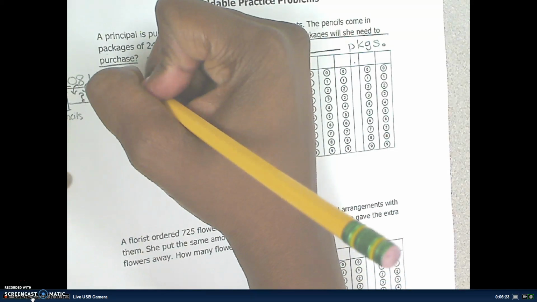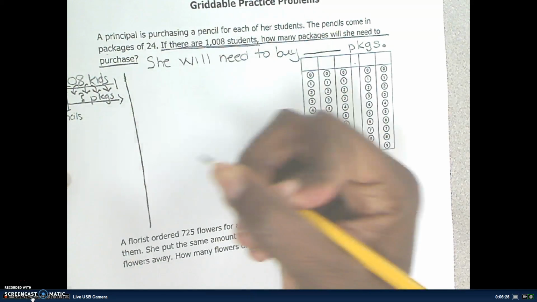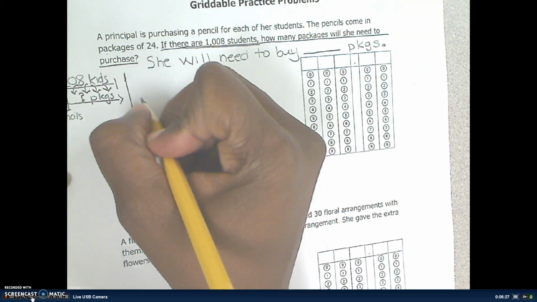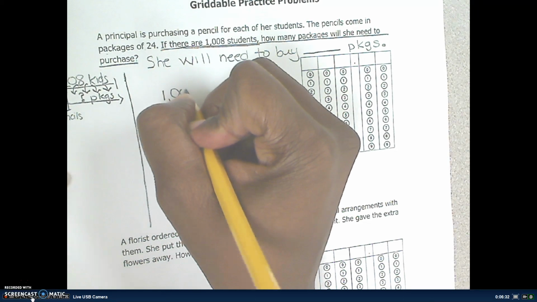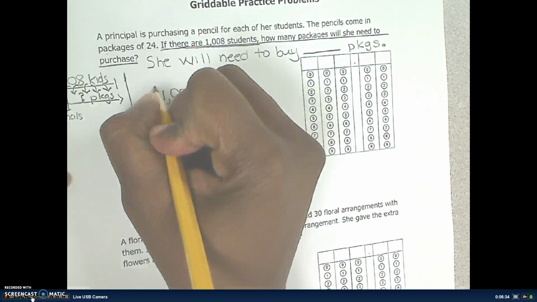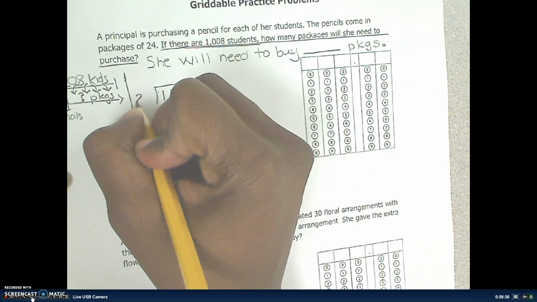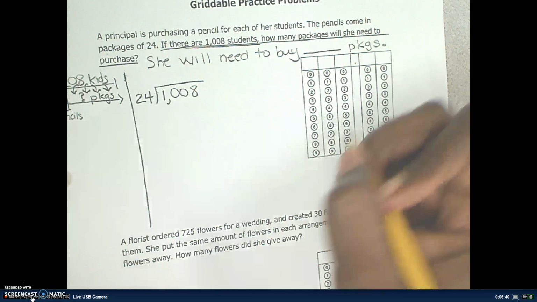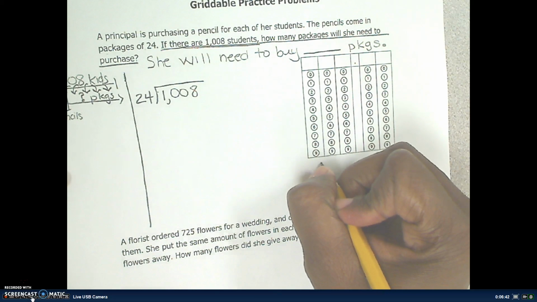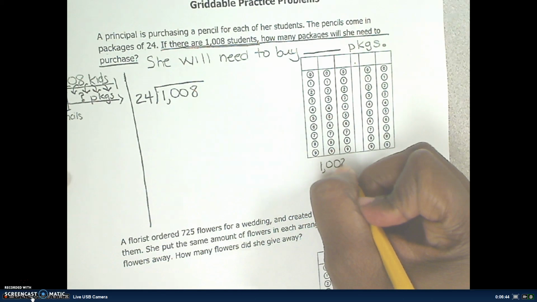So remember how we did our 3-column notes today. Okay, so that's my first column. My next column, I'm going to go ahead and set up the problem. I have 1,008 kids. And breaking that up into groups of 24. And before I solve it, I'm going to do a quick estimate to see what my answer is going to be close to.